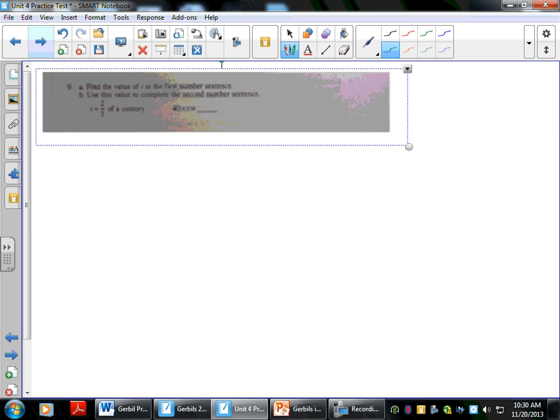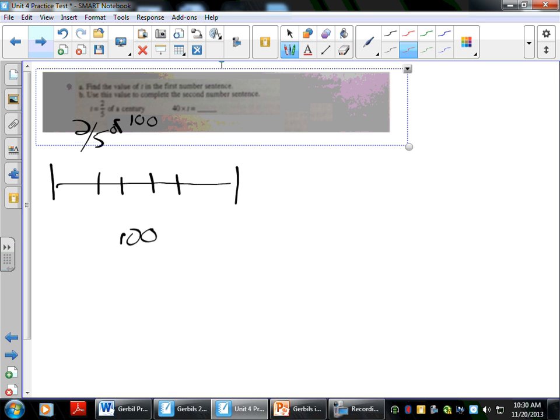Find another value for x. For you at home, I told you that a century equals 100. They want to know what 2/5 of 100 is. Well, if I have 100, I have a line here that equals 100. They want you to split this up into 5 parts. Each one of these parts equals 1/5. I have to find out what would go in there. So pretty much what this is asking in a very confusing way is what 100 divided by 5 is.